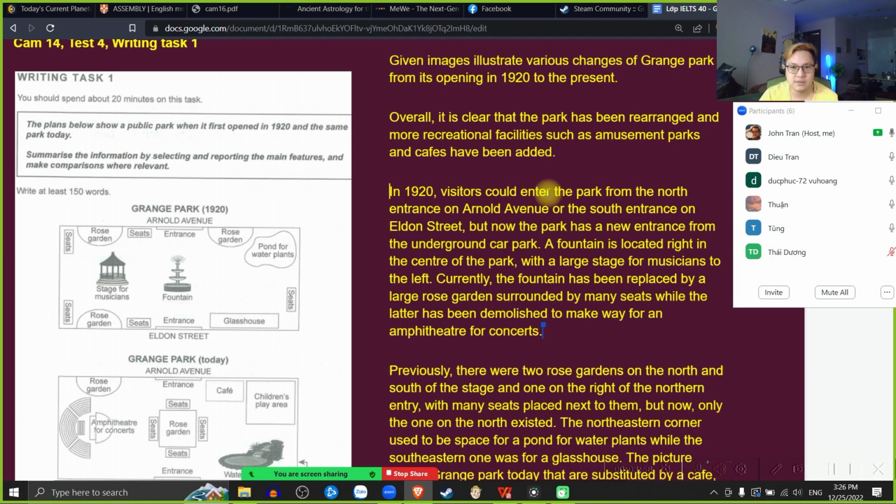In 1920, visitors would enter the park from the north entrance.